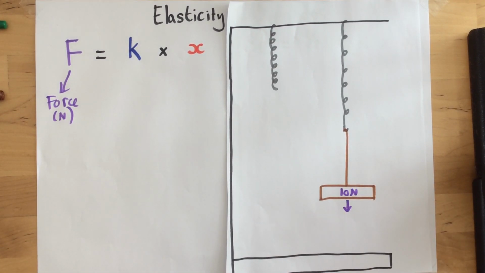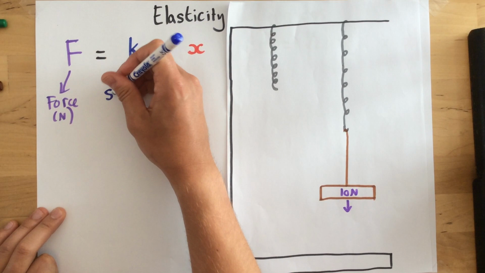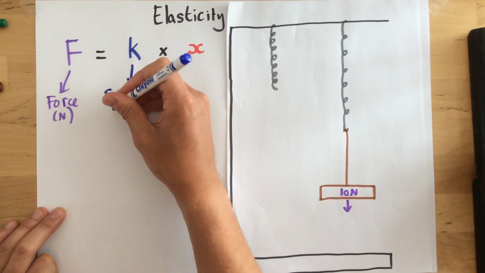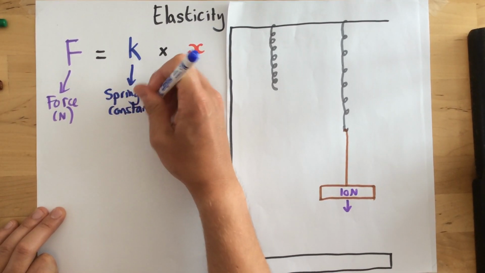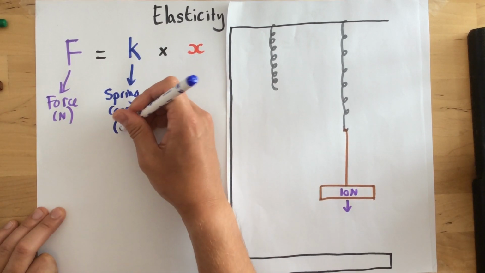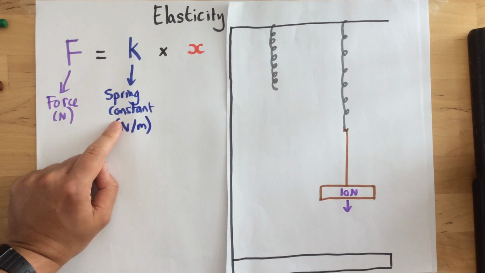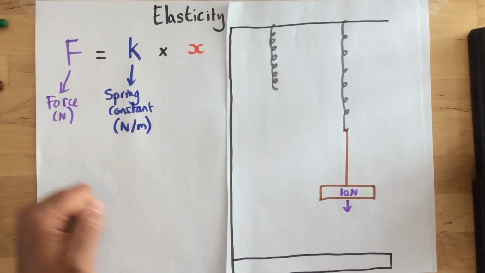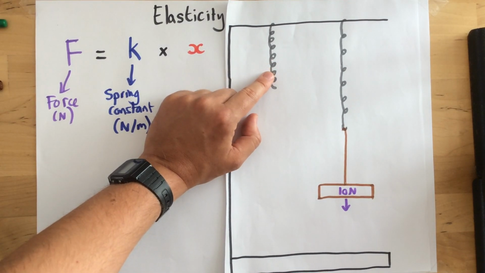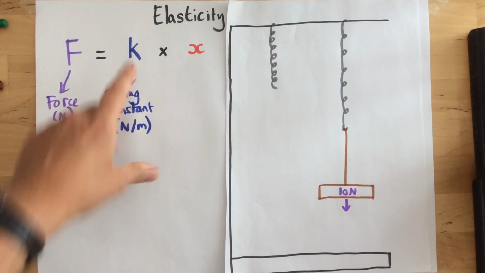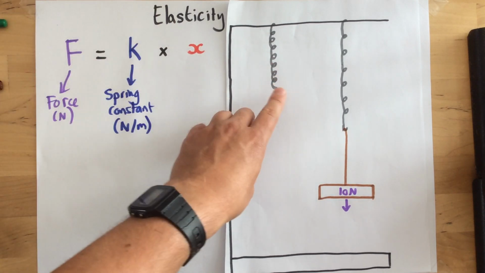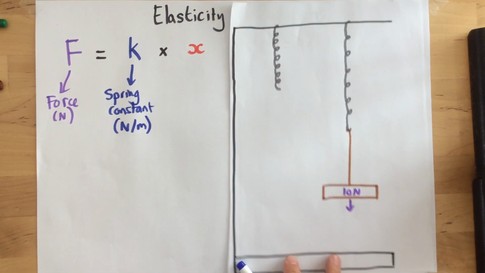Okay. Next up, we need to know what this K represents. Now, K represents this thing called a spring constant. Now, the units for spring constant are newtons per metre. All this thing, a spring constant, is, it depends on the material that you're stretching. A stiffer spring has a greater spring constant. So this number here depends completely upon the type of spring that you're using.